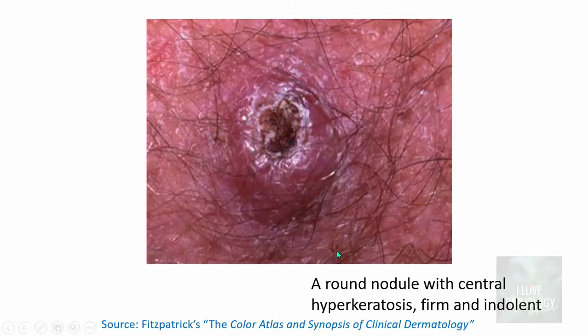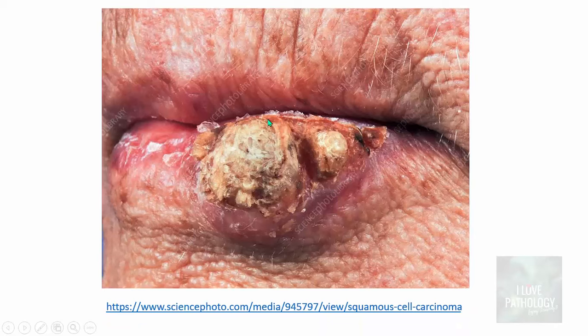Clinically, these tumors can look like a round nodule with a central hyperkeratotic area, which can be firm and indolent. As I told you in the earlier tutorial, lower lip lesions are considered squamous cell carcinoma, and for upper lip lesions, think about basal cell carcinomas. So this is an example of a squamous cell carcinoma involving the lower lip. This is more of a nodulo-ulcerative lesion.